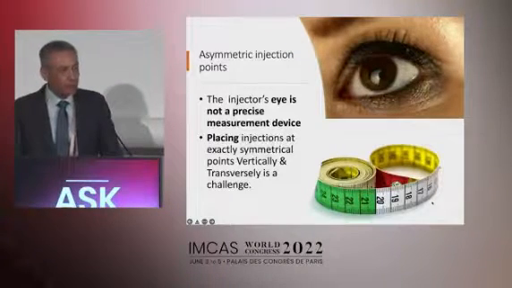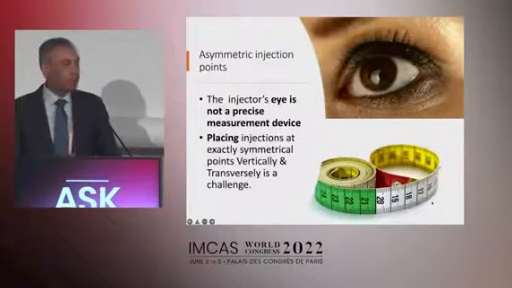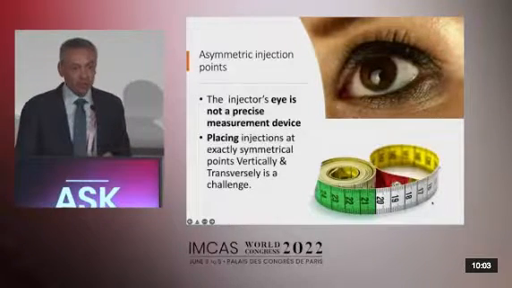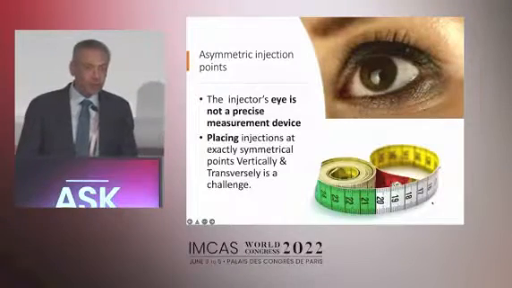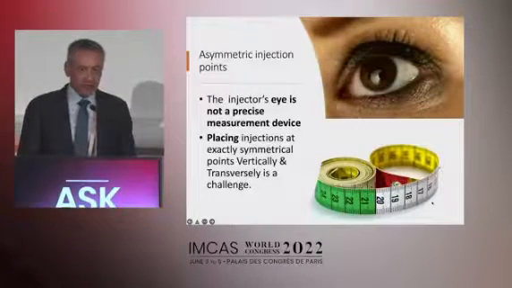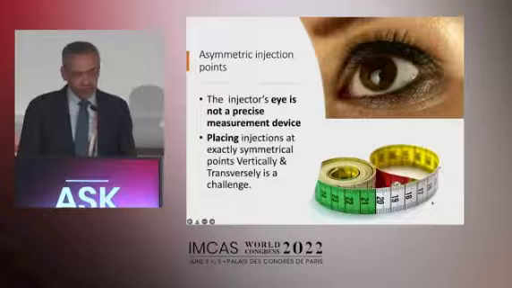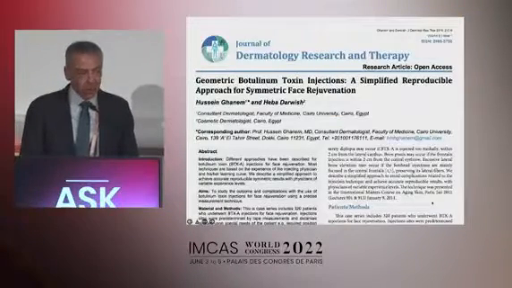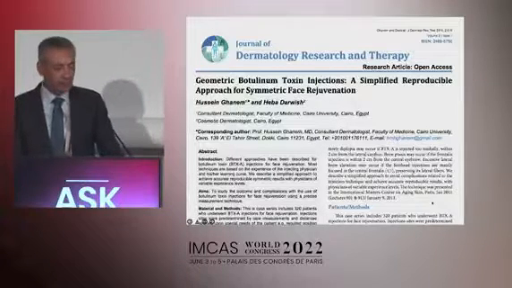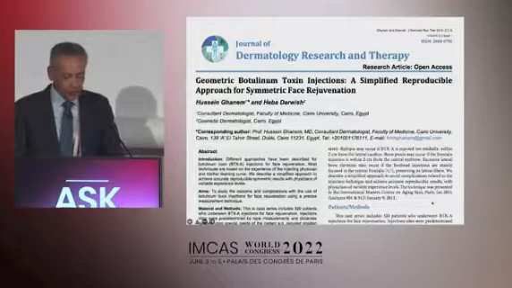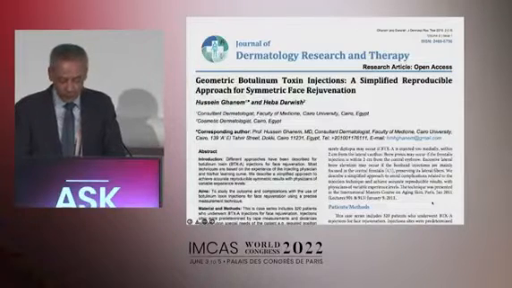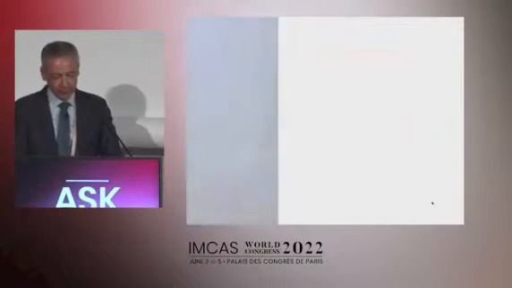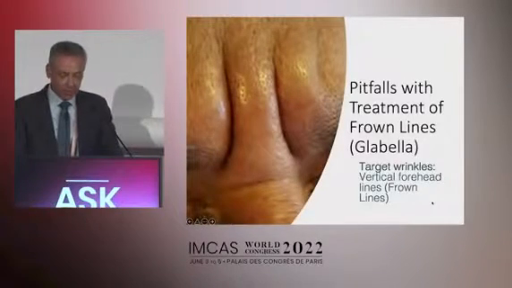Symmetry is very important because the injector's eye is not a precise measuring tool, and placing the injection points at areas that are not symmetric could lead to an unnatural appearance. We've published our technique using a geometric measuring method to avoid such pitfalls. I'll start with the upper face, with the glabellar lines.